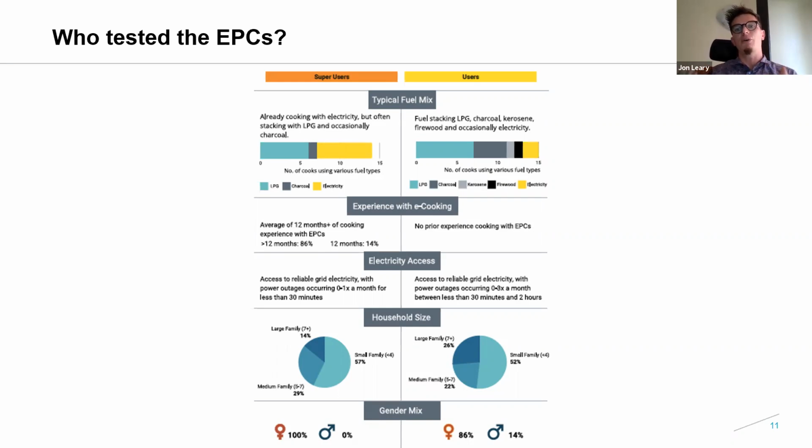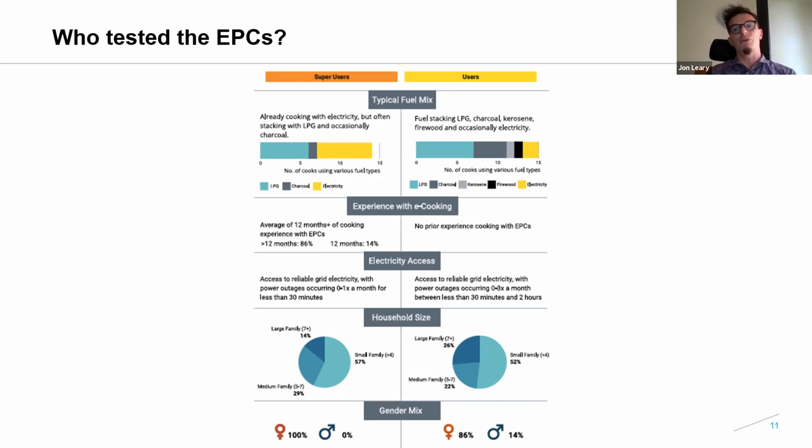We also wanted to focus specifically on the main gender of cooks. So mainly women testing, but we're also recognizing the role of men, both as the decision makers, so people who may authorize the purchase of these new devices, so it's important to keep them happy too, but also importantly as end users themselves as well.